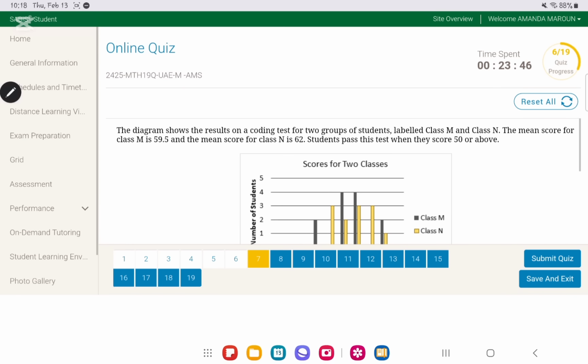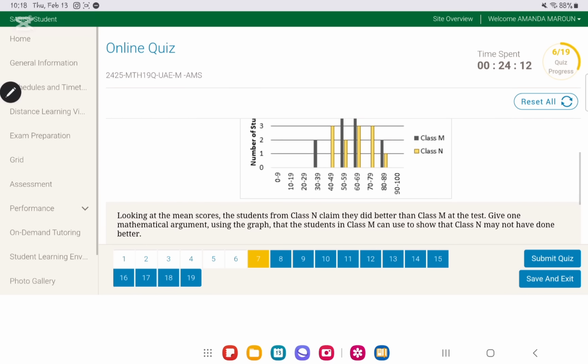So we move on to question number 7. The diagram shows the results on a coding test for 2 groups of students, labeled class M and class N. The mean score for class M is 59.5 and the mean score for class N is 62. Students pass this test when they score 50 or above. So keep this in mind. They will pass the test when they score 50 or above.